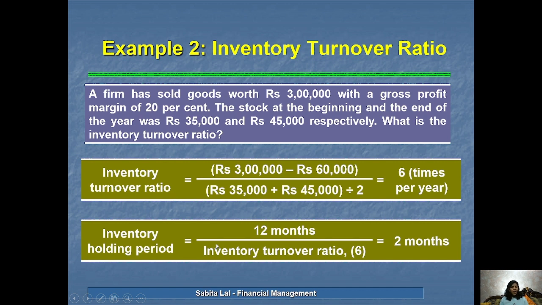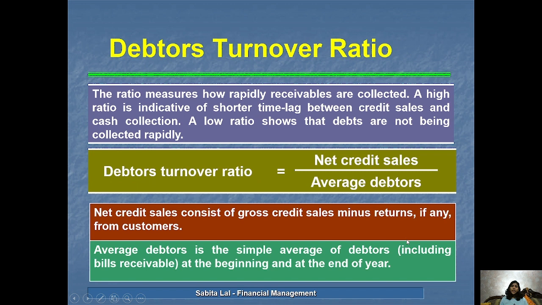Inventory holding period: if I have ITR, I always calculate from the 1 year point of view, that is 12 months divided by ITR. So I am able to calculate it here as 2 months. Debtors turnover ratio: the ratio measures how rapidly receivables are collected. A high ratio is indicative of a shorter time lag between credit sales and cash collection. A low ratio shows the debts are not being collected rapidly.